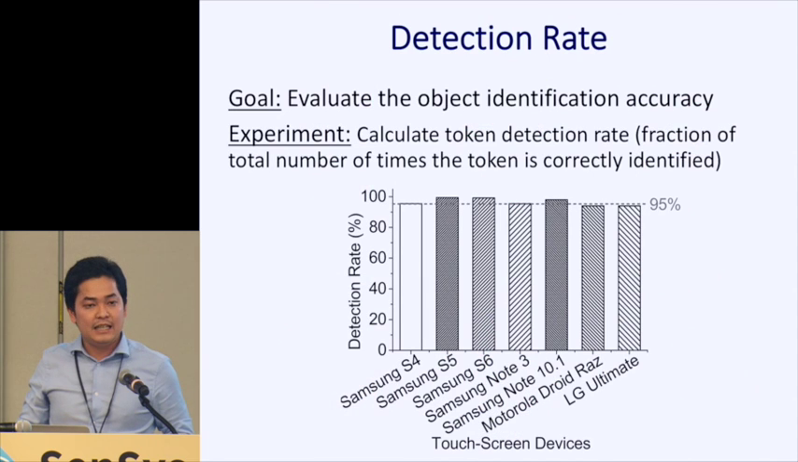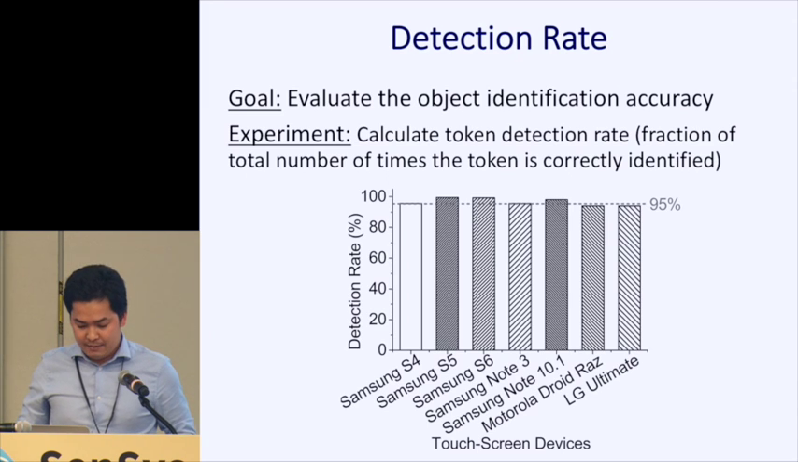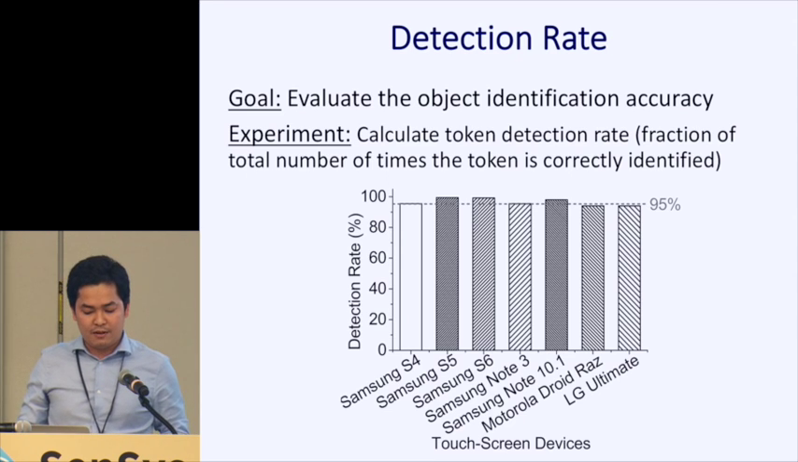The first one is the detection rate. Here, we want to evaluate the object identification accuracy: what percentage of the time the device can accurately recognize the ID that is sent by our token. We evaluate with different devices in the lab, different models from different manufacturers: Samsung, Motorola, and LG. We obtain 95% accuracy or higher for identification for most of the devices.